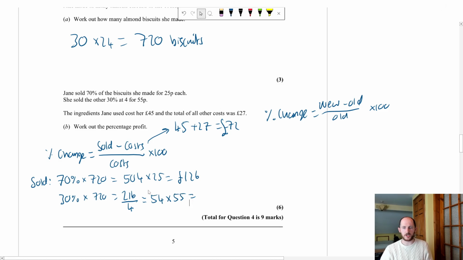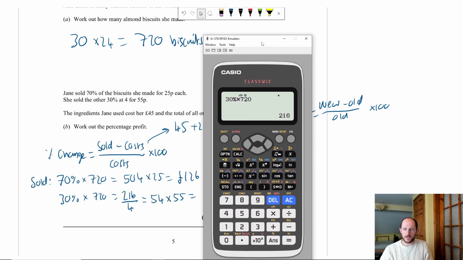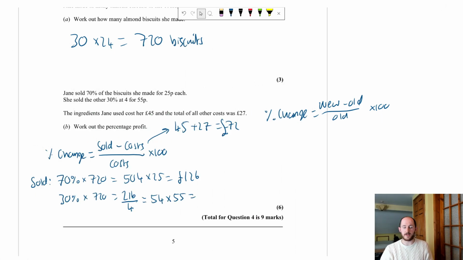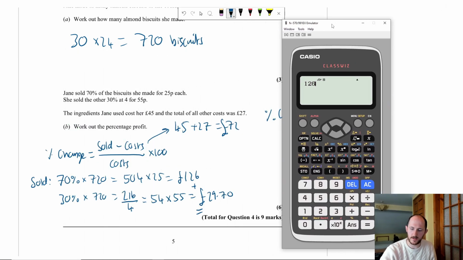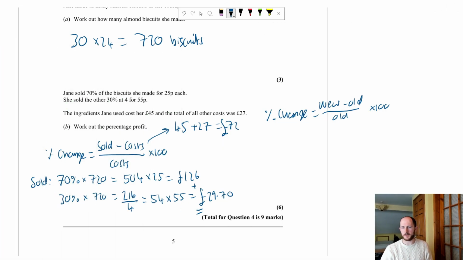So in total, she has 54 packs of 4 biscuits, which is what this is, at 55p. Times it by 55 gives us the number, £29.70. So the total that she sold these all for is 126 plus 29.70. She sold it for £155.70.